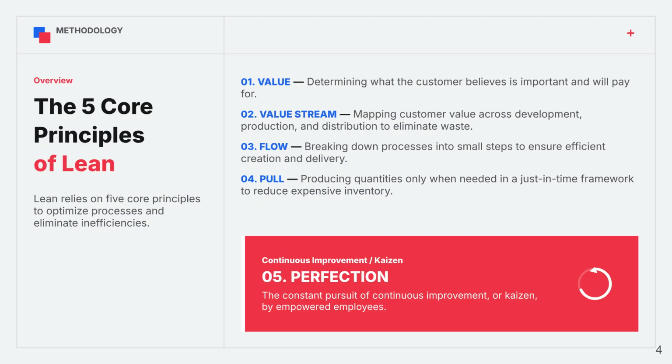The final principle is perfection, often associated with the Japanese concept of Kaizen, which means continuous improvement. Lean recognizes that no process is ever perfect. Employees at every level are encouraged to identify small improvements regularly, leading to significant long-term gains. When these 5 principles are applied together, organizations create processes that are faster, more efficient, and better aligned with customer needs. Such optimized processes provide an excellent foundation for successful and sustainable robotic process automation.